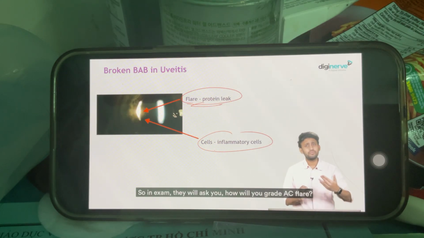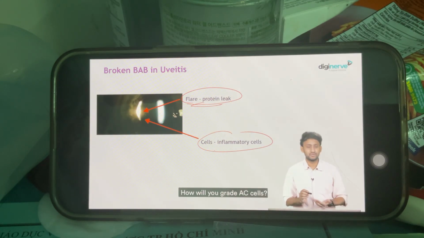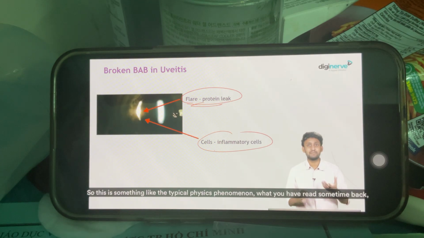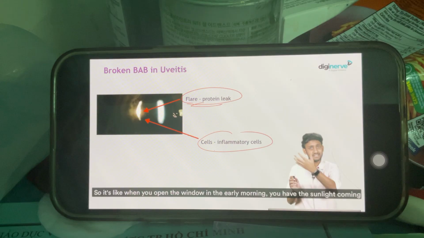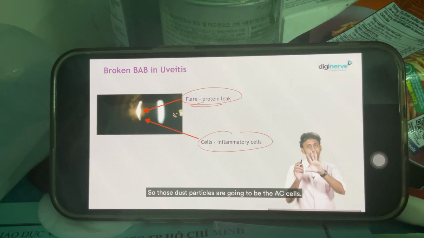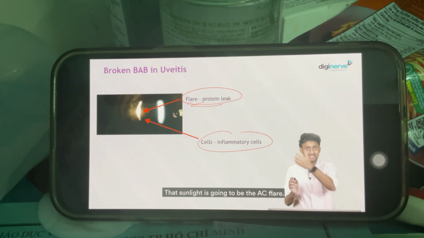In the exam they'll ask you, how will you grade AC flare? How will you grade AC cells? This is something like the typical physics phenomenon you have read some time back, the Tyndall effect and the Brownian movement. It's like when you open the window in the early morning, you have the sunlight coming and you can see a lot of dust particles in the sunlight. Those dust particles are the AC cells. That sunlight is the AC flare.